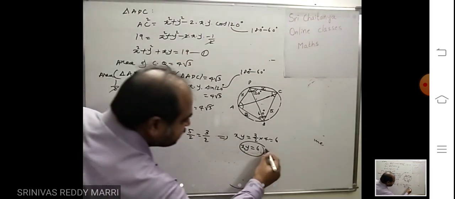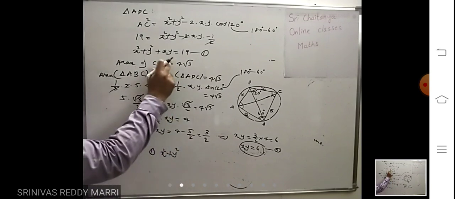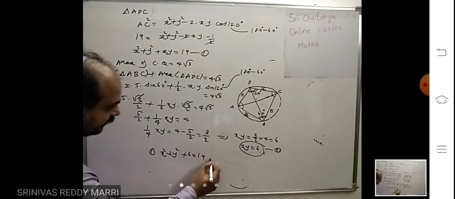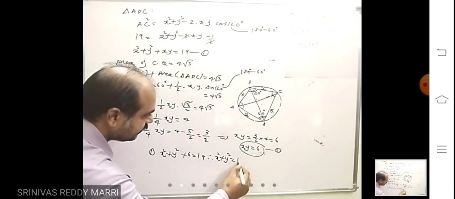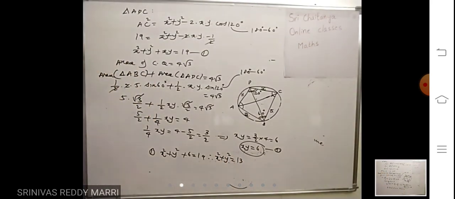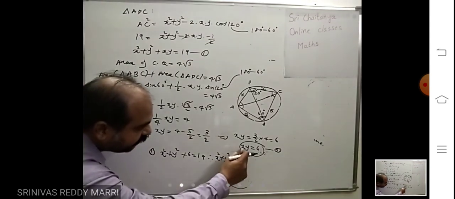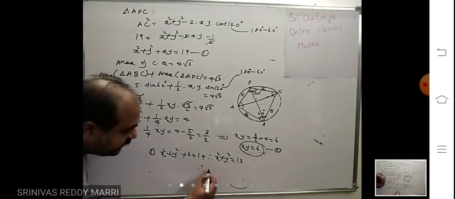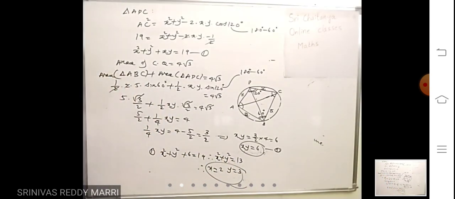Now take the first; this is the second equation. So the first equation implies x square plus y square plus 6 equal to 19. Therefore you got x square plus y square equal to 13. From these two you can easily see: the product of two numbers is 6, and the sum of their squares is 13. Therefore, anyone can easily say x equal to 2, y equal to 3.